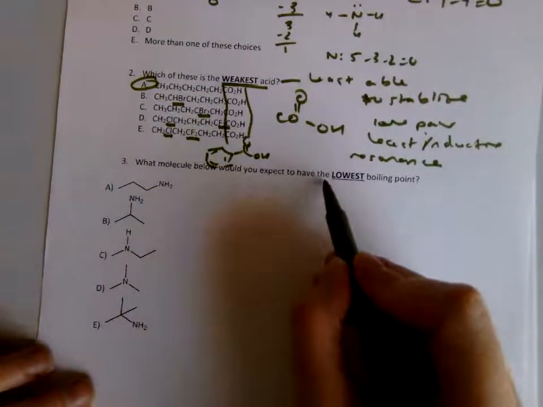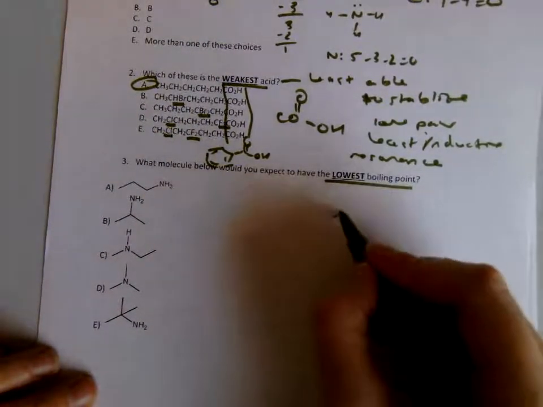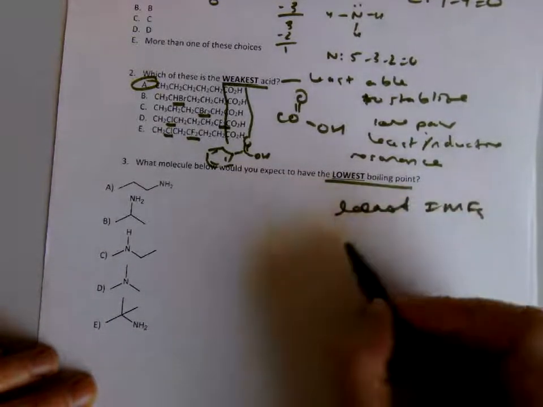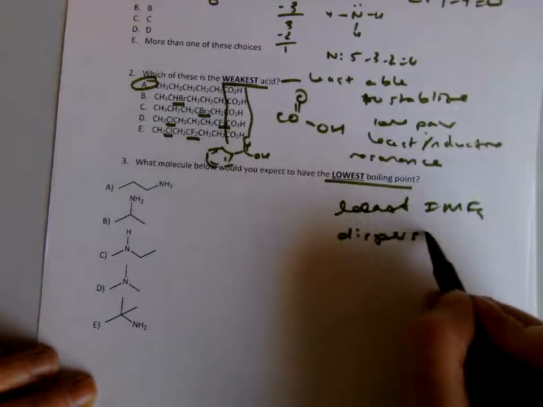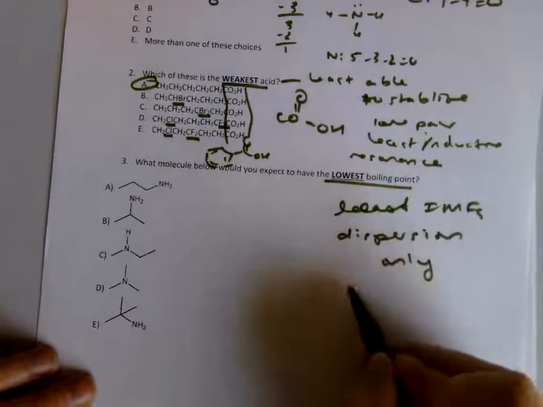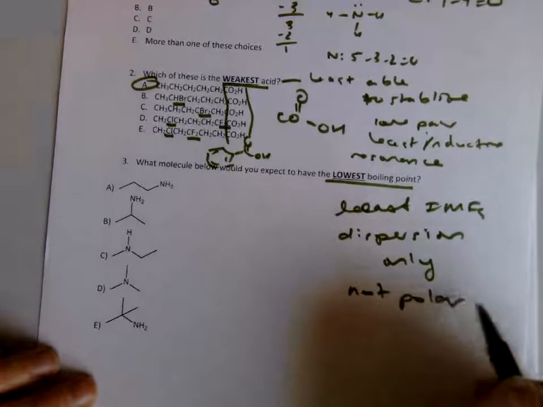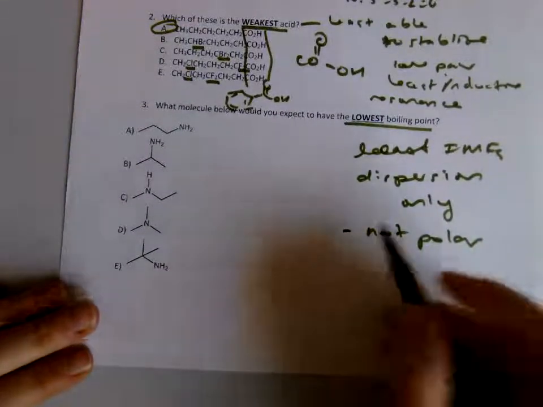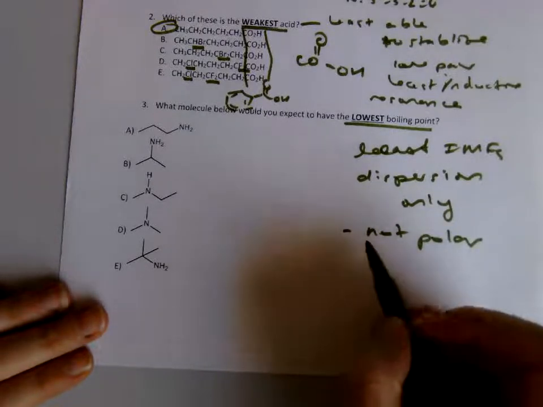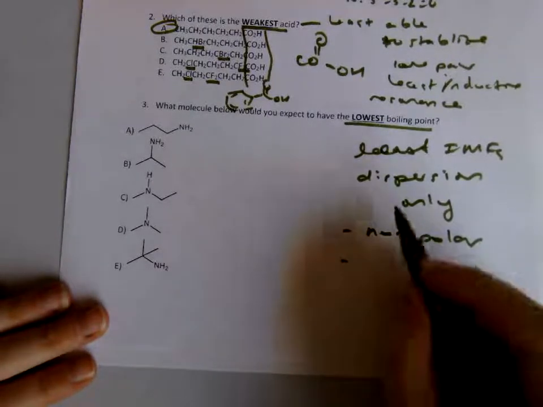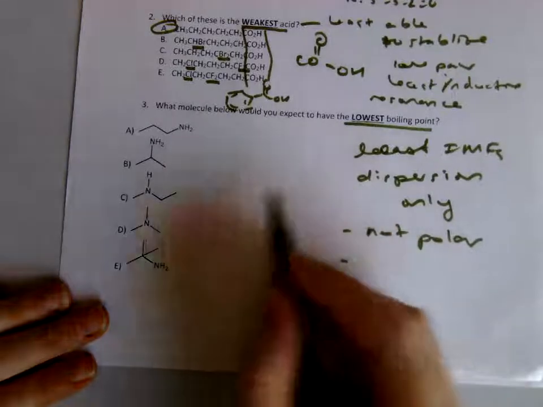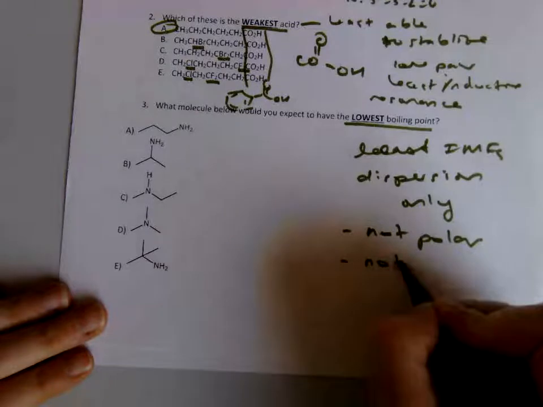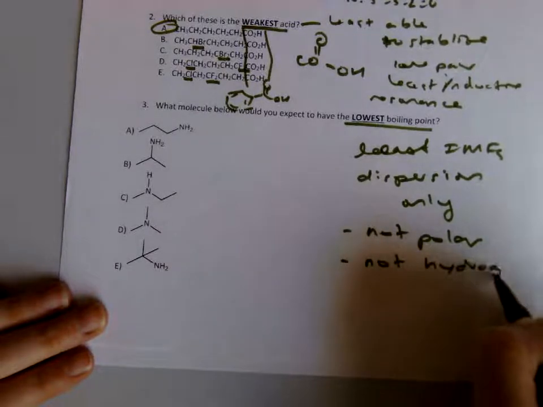Okay, what molecule would you expect to have the lowest boiling point? That's the one with the least intermolecular forces, so that would be dispersion only, meaning not polar. It looks like all of these have some level of polarity, so then we look at hydrogen bonding.